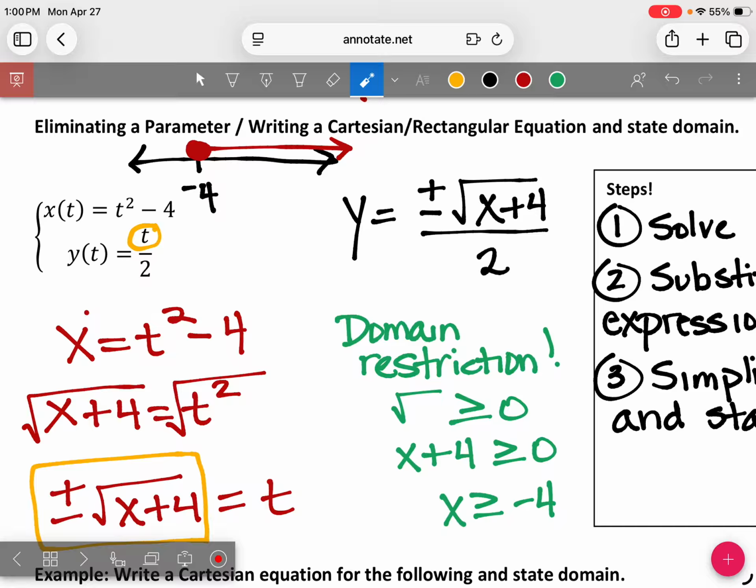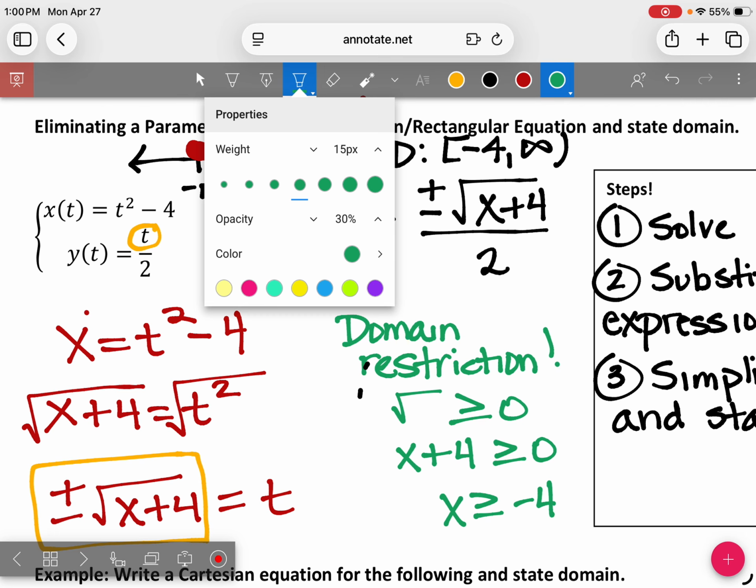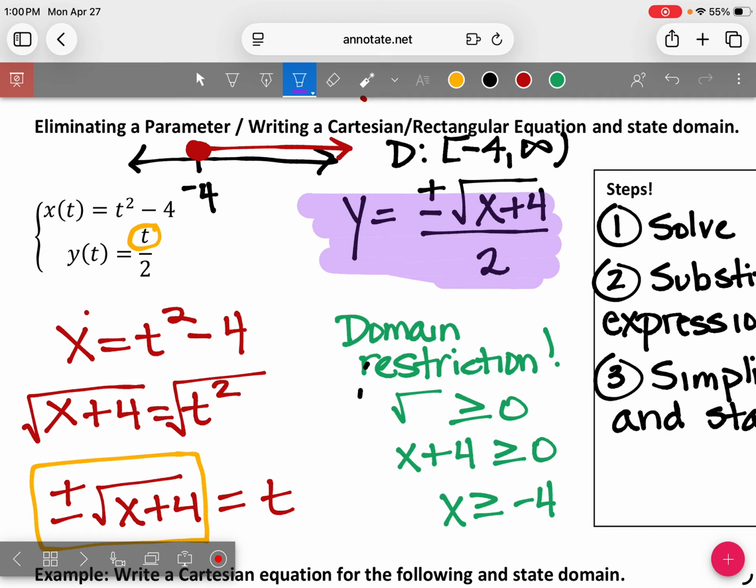Why do you think, let's go back to, why can I use a negative 4? If I put negative 4 plus 4, what number will I have under the square root? 0. Can you take the square root of 0? Yes, we can actually use 0. That's why it's greater than or equal to negative 4. So let's write our domain in interval notation, which would be, my domain would be bracket negative 4 to infinity. So this is my full equation and domain, and that's it.